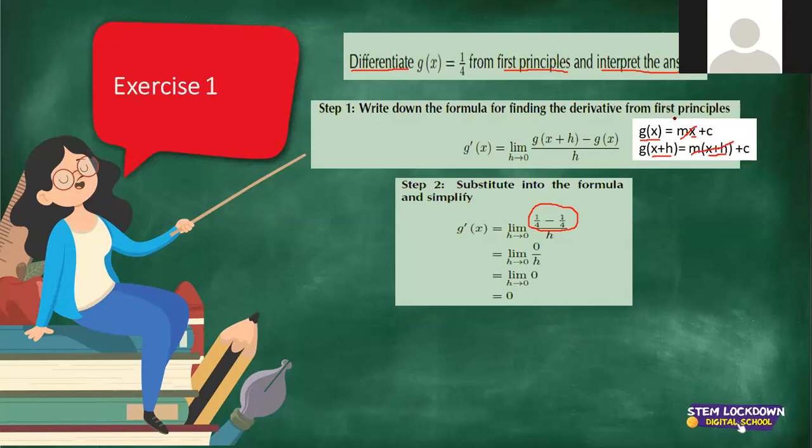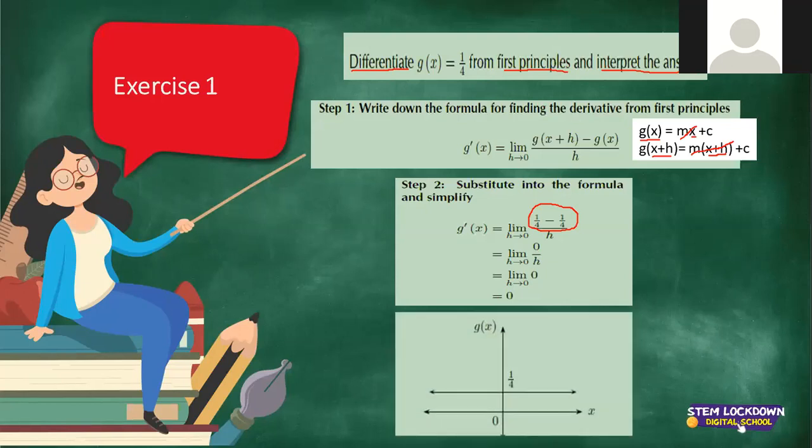But then this simply means in the place of x, you replace with x plus h. And then after that, we simplify. A quarter minus a quarter is 0. Then 0 by h is 0. So this is our g prime of x.